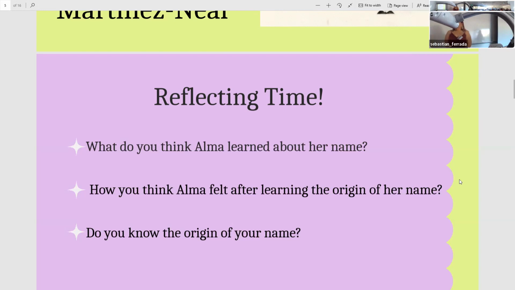Go ahead. Probably more powerful. Oh, yeah, definitely. Do you have something you want to share? I'd say pride and love, being part of a heritage and a family. Yes, exactly. Does anyone know the origins of their name or where their name comes from?